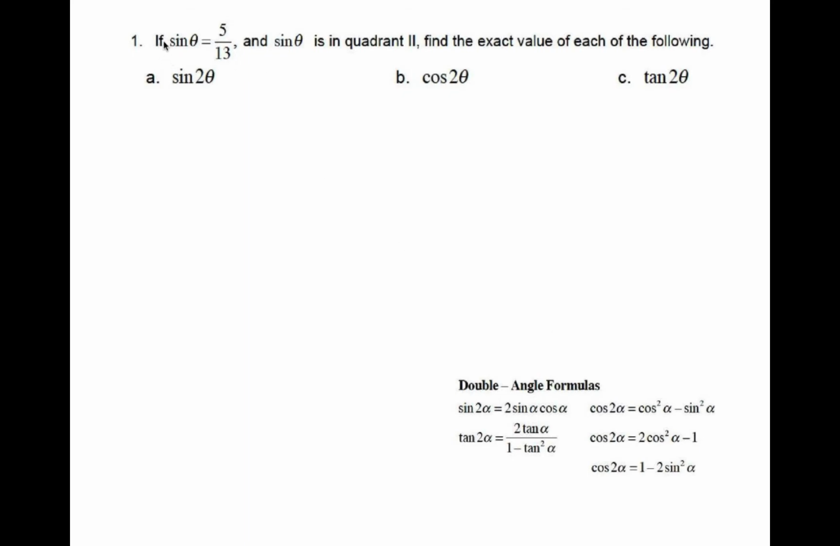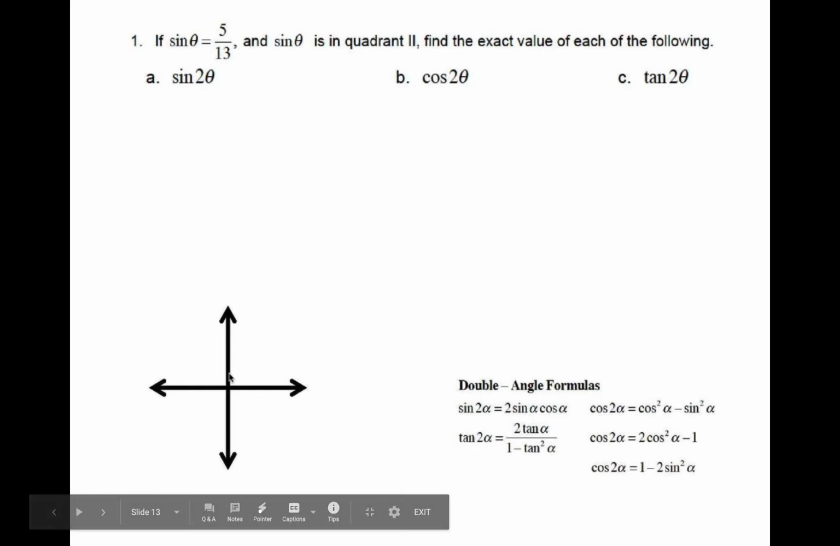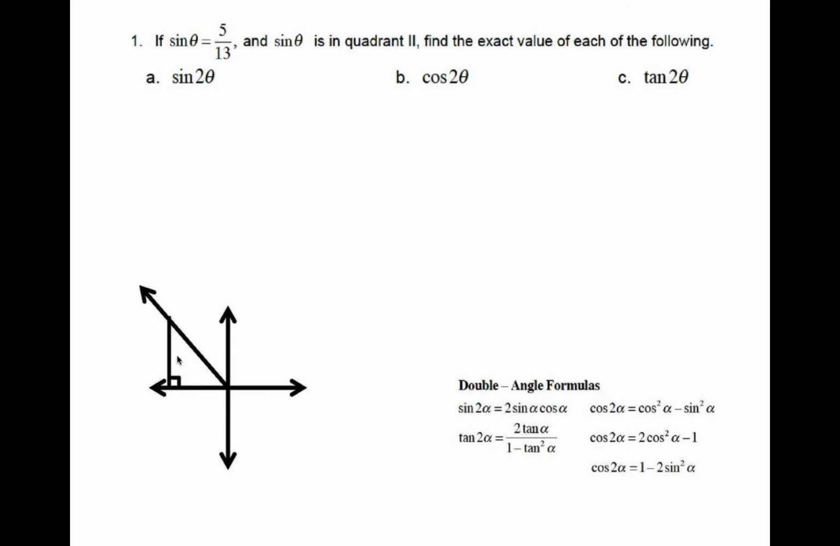Number 1, it says if sine theta equals 5 over 13 and theta is in quadrant 2, find the exact value of each of the following. So we're going to need to draw a picture. I'm going to draw a triangle in quadrant 2. So remember this is quadrant 1, 2, 3, 4. So draw a triangle in quadrant 2.